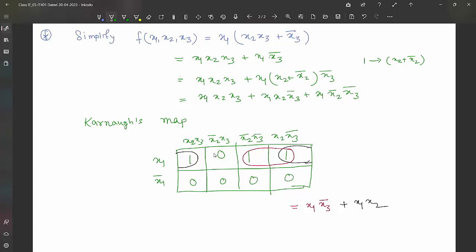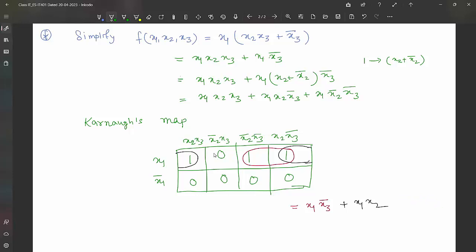In your exam, you may get 3 or 4 variables. Four variables is not so common in your exam, but sometimes you may get it. Suppose you have one term left that you can't pair in any way. In that case, you will just place this term here: x1 x2 bar, x1 bar x2 bar, and x3, because you cannot simplify it. This is your answer. If it is not possible to pair these variables in any way, then just leave it.